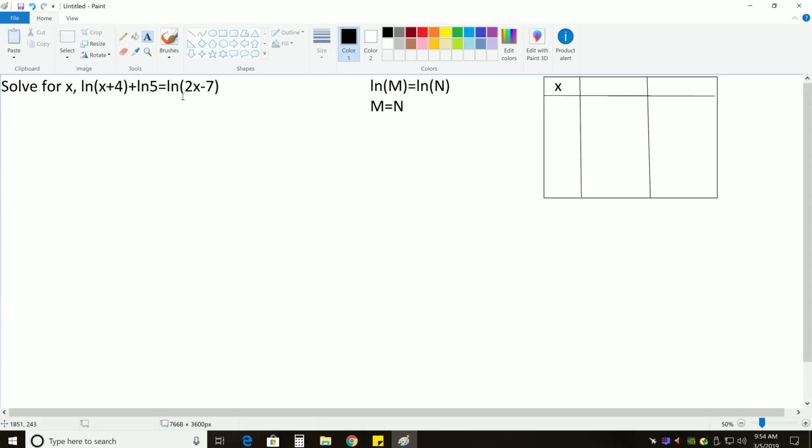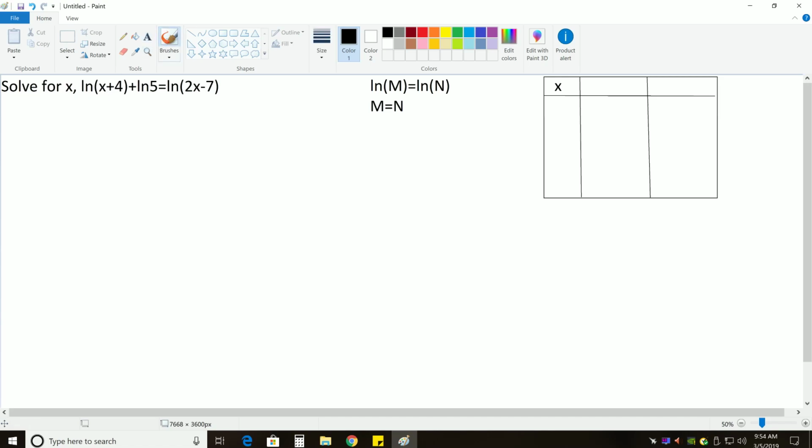So if we can rewrite this problem as one side being natural log equal to another side being natural log, then we can set the insides of those logs equal to each other, just like we did with this m and n. And then from there, we just have to do a quick check with our table to make sure our domain is correct.